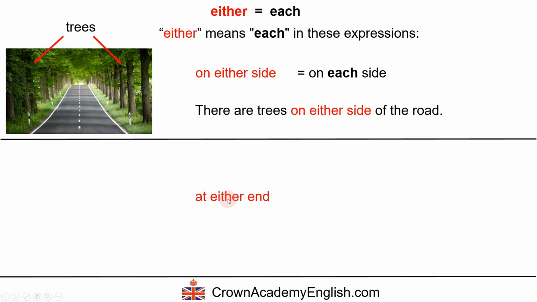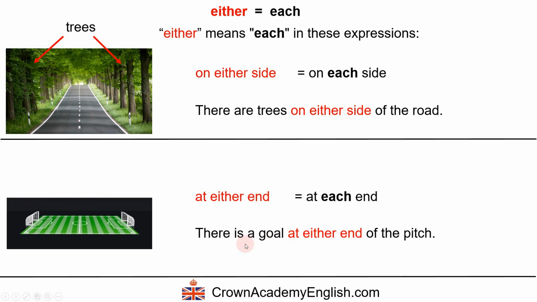The second expression is at either end. And this means at each end. There is a goal at either end of the pitch. So this means there is a goal at each end of the pitch. Here and here. Okay, so it only means each for these specific expressions.